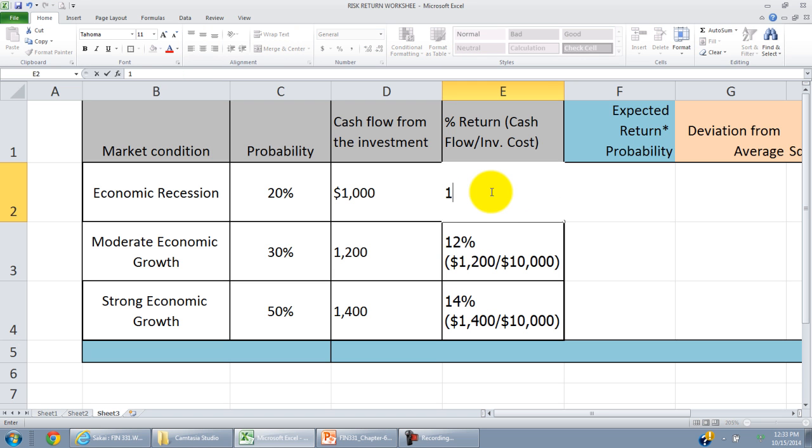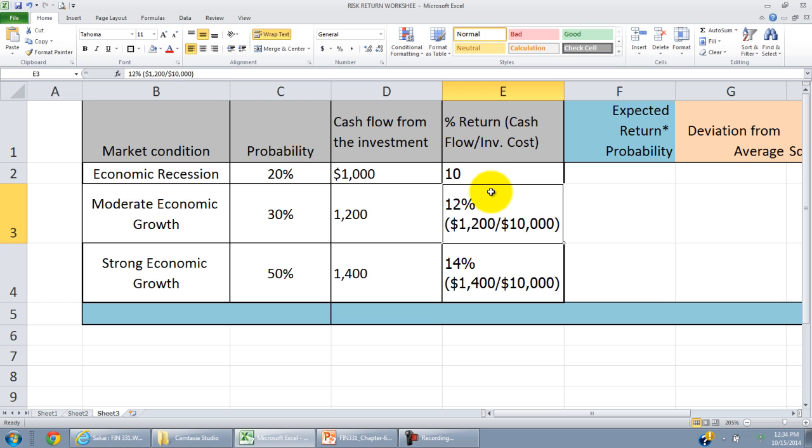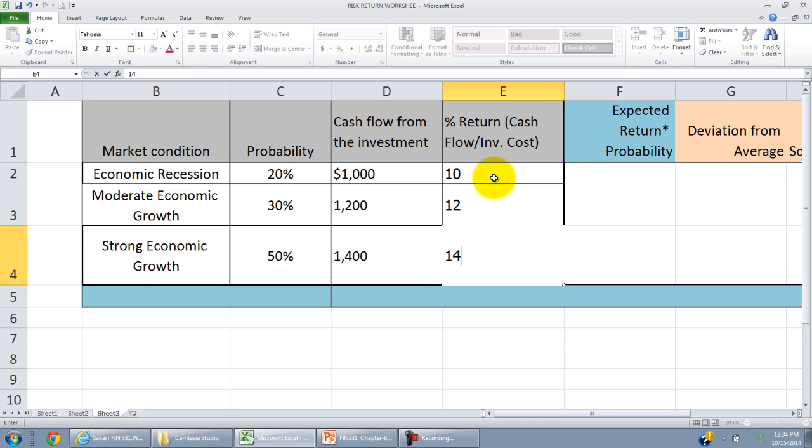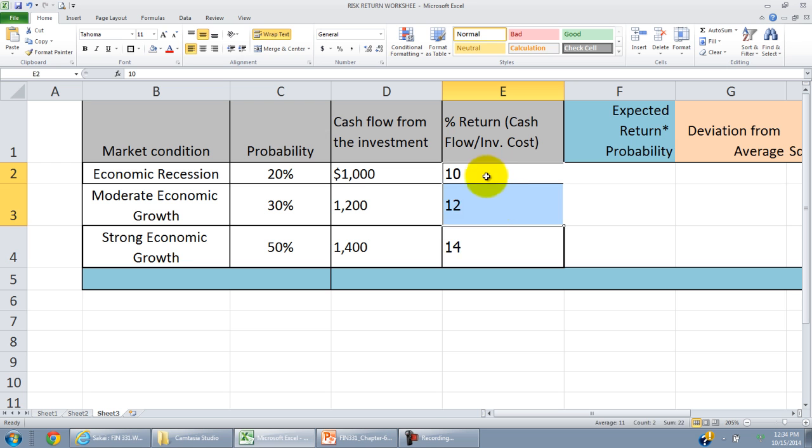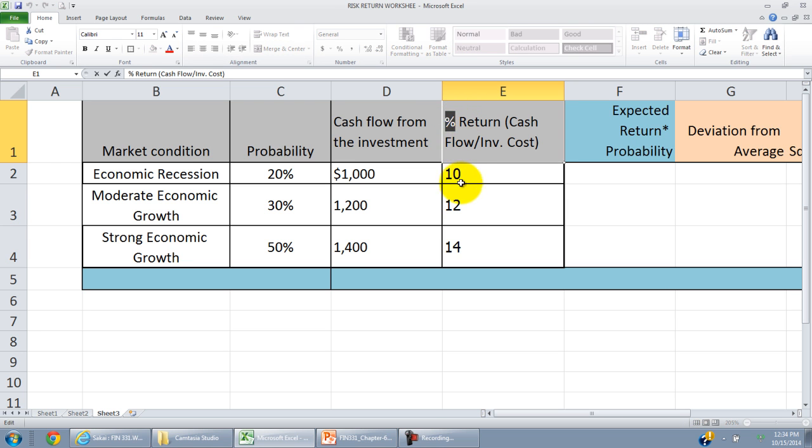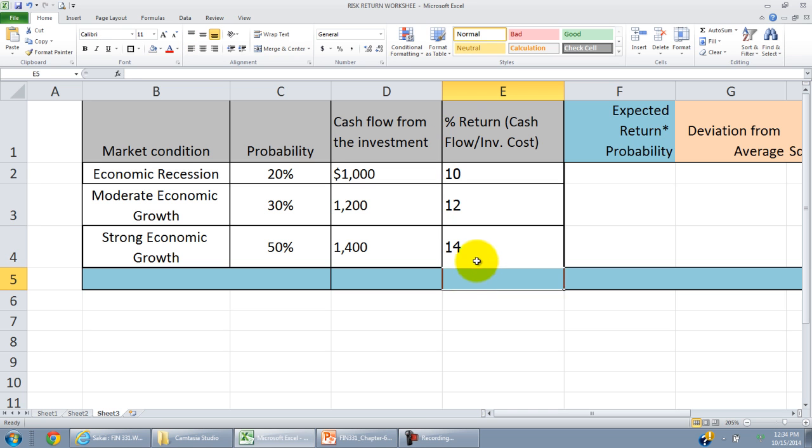Sure enough, you can put 10% here, but believe me, it will save you a lot of trouble if you simply put 10, 12, 14. We all understand that it is the percentage term. So 10 here is 10%, 12 here is 12%, and 14 here is 14%. The reason is that later, when you have to calculate the standard deviation, if we put everything in percent, the numbers are so small and it causes you a lot of trouble for calculation. So just leave it like that. Remember that it will save you a lot of trouble.